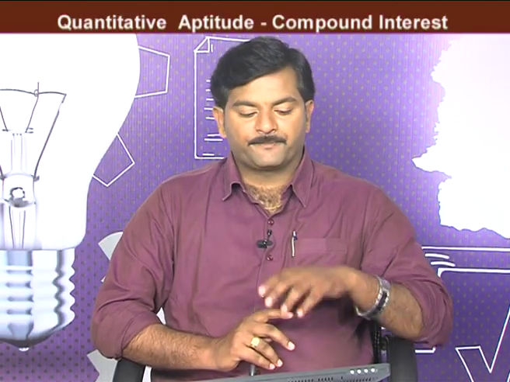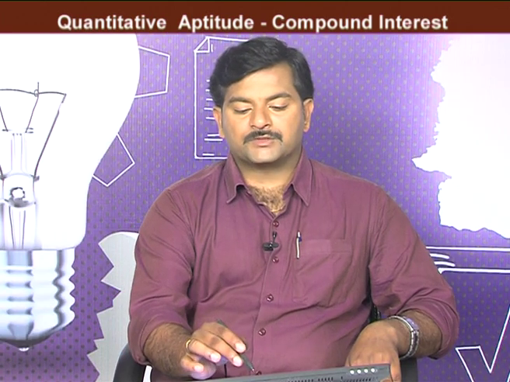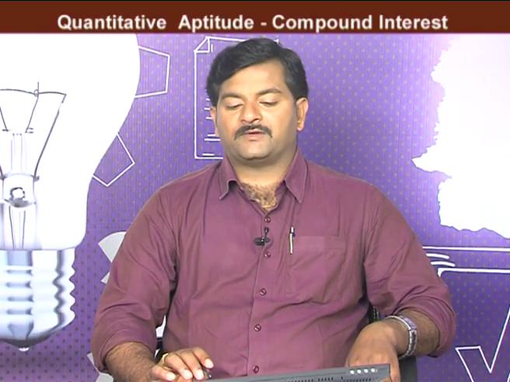So what is the question? Find the compound interest. See, in the previous question he asked to find out the amount, but here he asked to find out the compound interest. Find the compound interest on rupees 5,000 at 10% per annum for 2 years, compounded annually. So he is compounding annually.